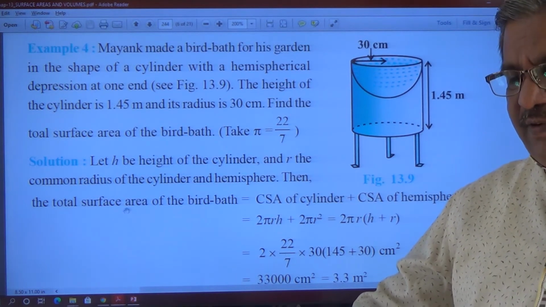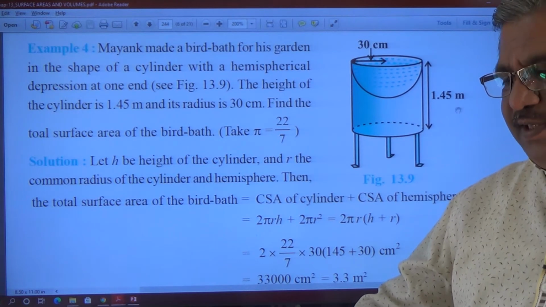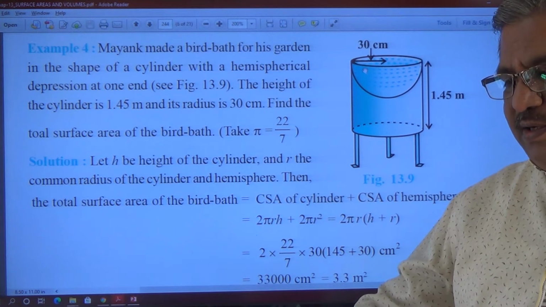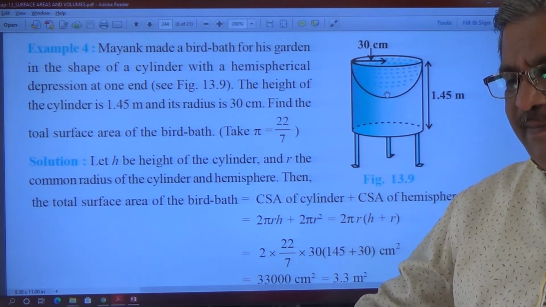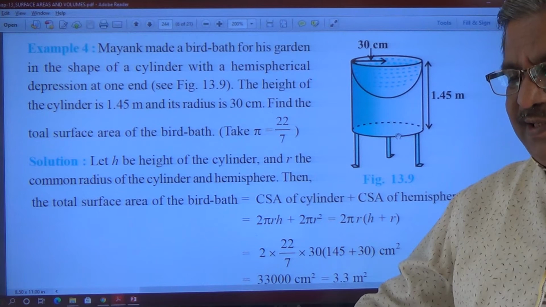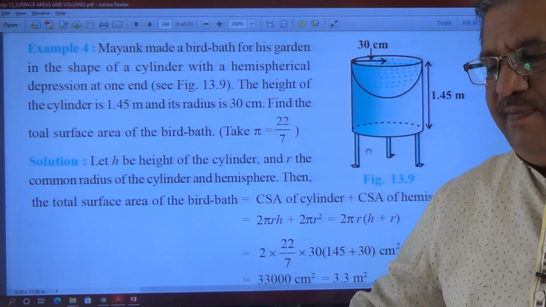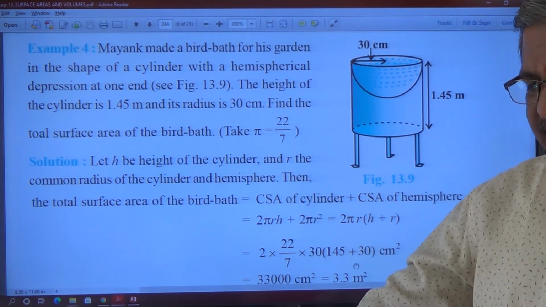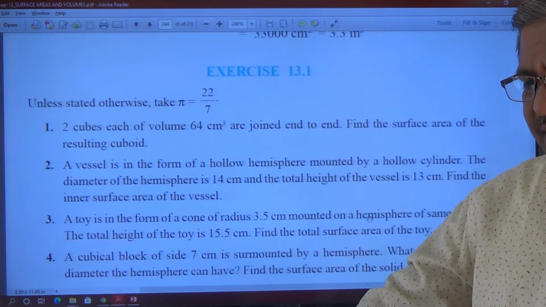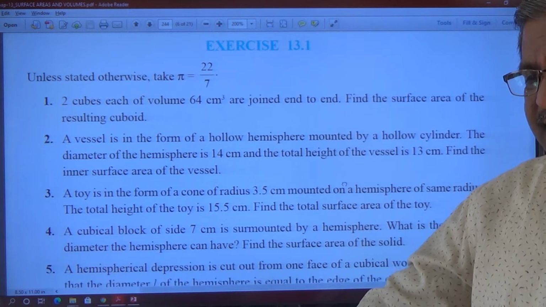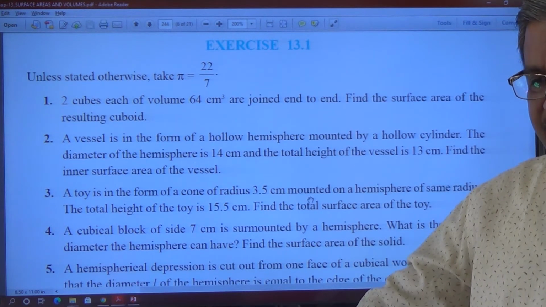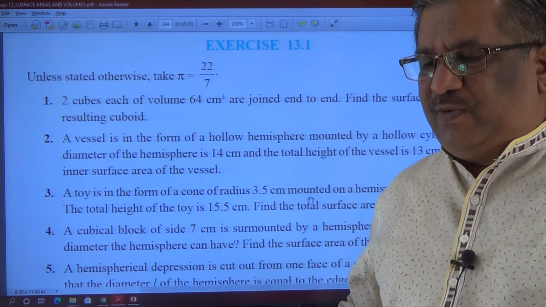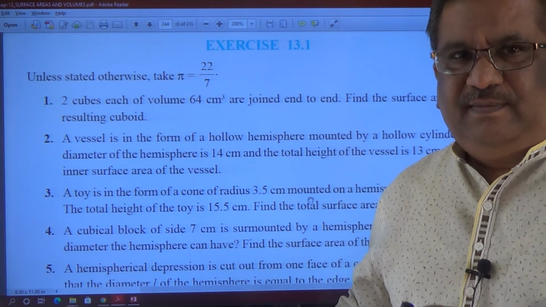See here, surface area of the bird bath is equal to CSA of the cylinder, curved surface area of the cylinder, and curved surface area of this hemisphere. He has not considered this circular base. So you also try to work out the same way it is given in this. Okay, so now we'll start exercise number 13.1. Are you ready? Let us start with exercise 13.1 with question number 1.